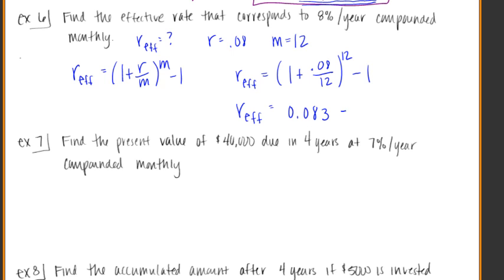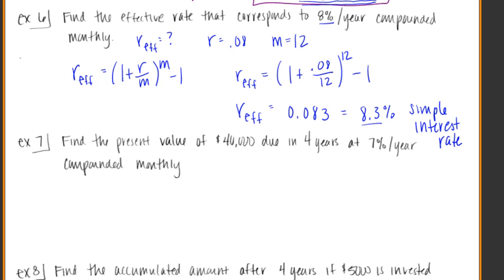So then our effective rate is 8.3%. So 8% compounded monthly is equivalent to 8.3% simple interest. And this is a simple interest rate.